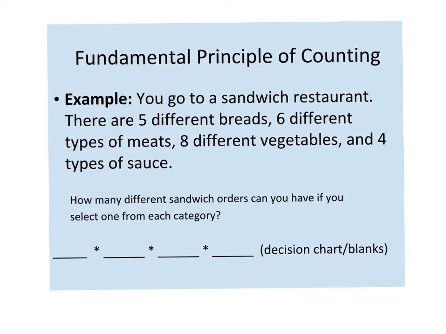Since there are 5 different types of breads, I'm going to put the number 5 in my first blank. There's 6 different types of meats, so I'll put a 6 there. 8 different types of vegetables, so I'll put an 8 there, and 4 different types of sauce, so I'll put a 4 there. Then you multiply all of those numbers together, and you end up with 960. So if you choose one thing from each category, there's 960 different possible sandwiches.